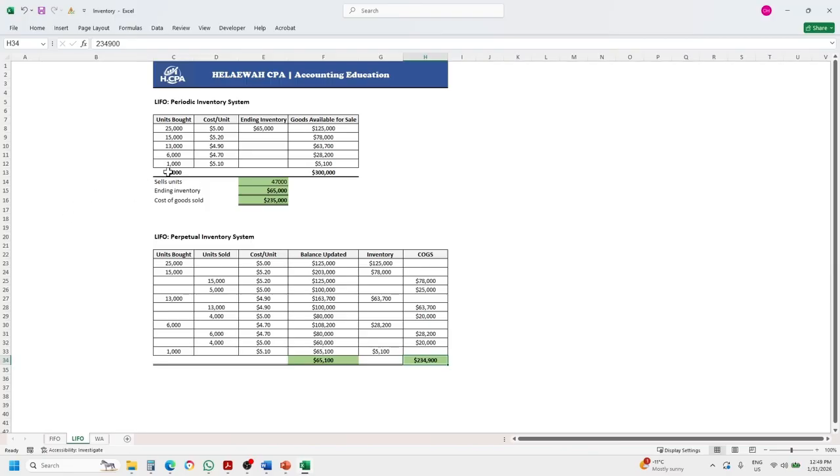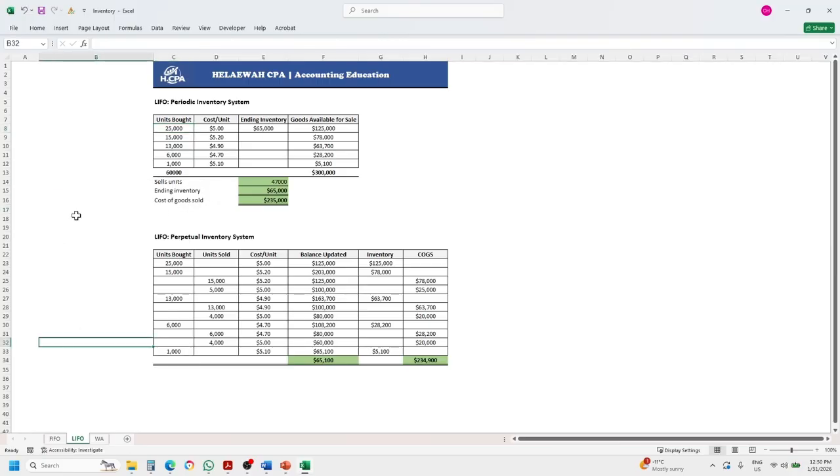Using the same example we did in FIFO, 60,000 units, we count and have 13,000 left, so we know we are selling 47,000. We take it from the bottom and then go up. So we took 1,000, 6,000, 13,000. Now we have 20. We took the 15. Now we have 35,000. What's left? 12,000. We took it from the first one to reach the ending inventory and cost of goods sold.